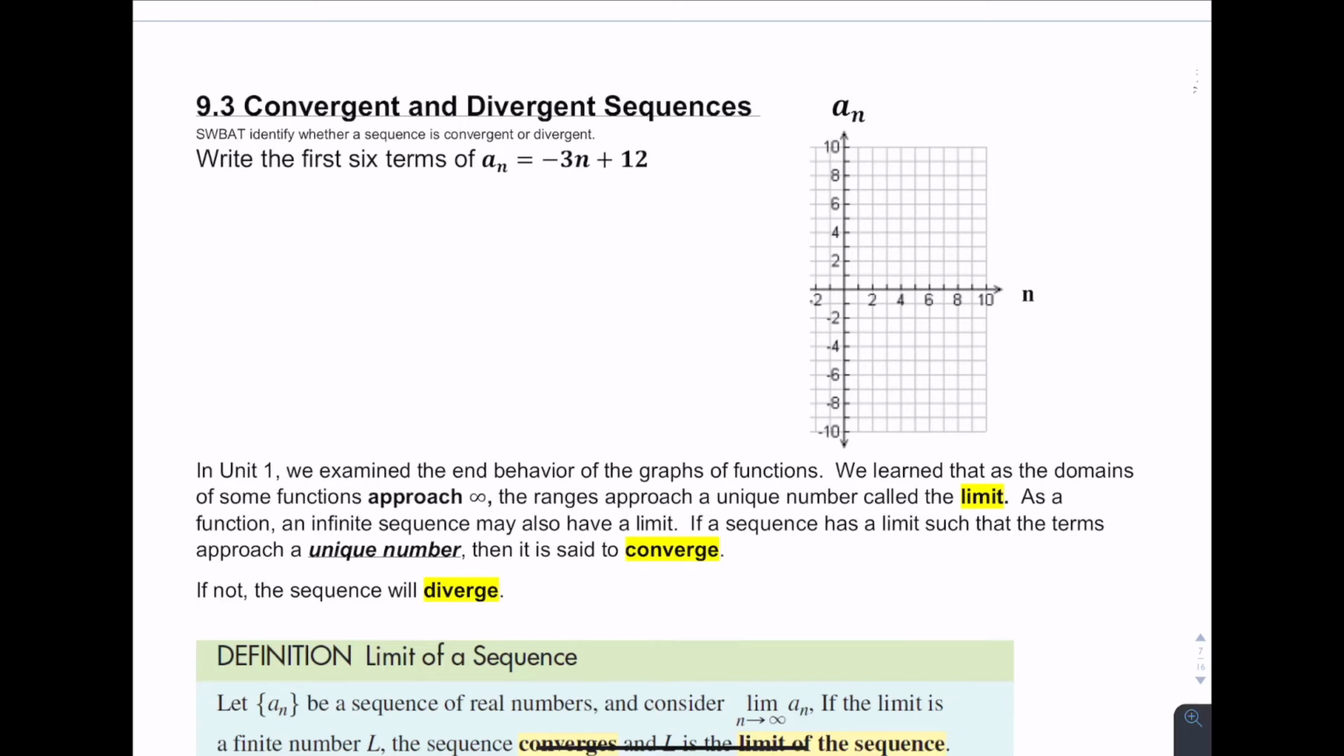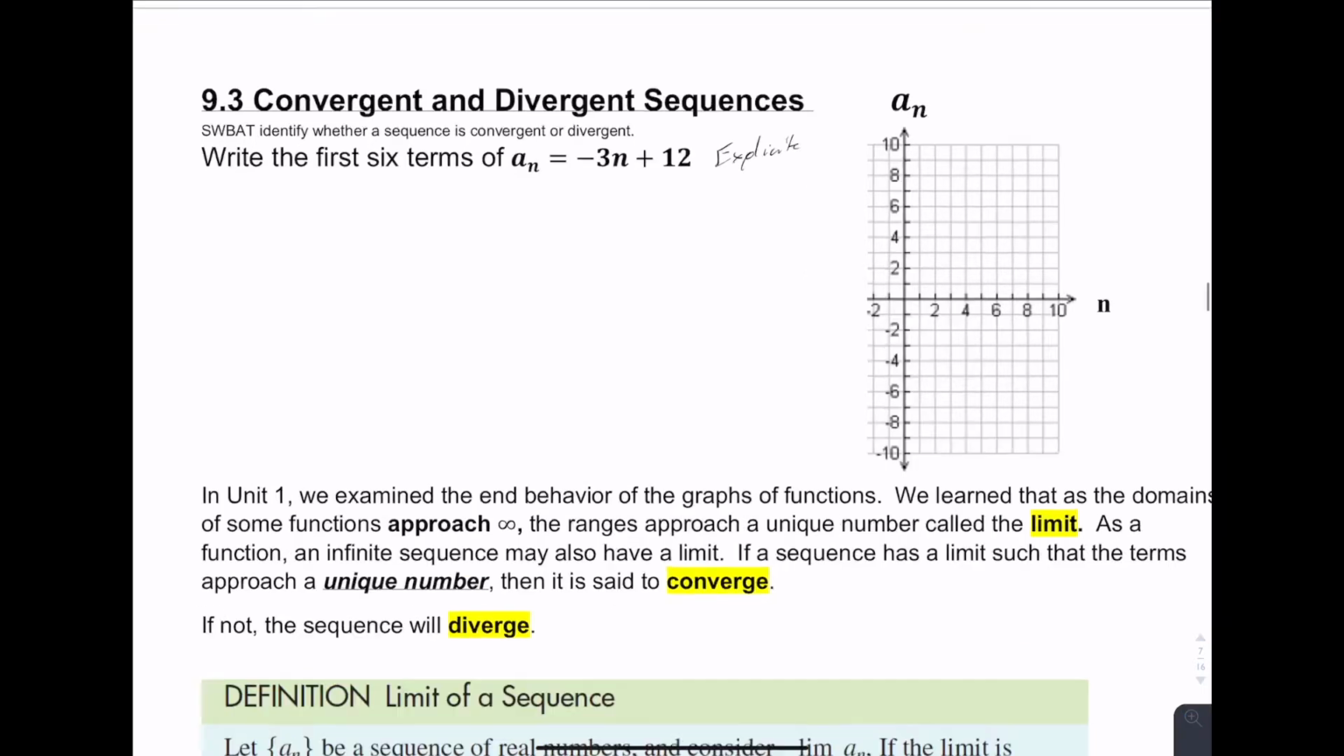Today we're doing 9.3, convergent and divergent sequences, okay? So we'll explain what each of those words mean. Quick little do now. We're going to write the first six terms of a_n equals negative 3n plus 12. Thankfully, this is explicit, so it's going to be really easy to work with.